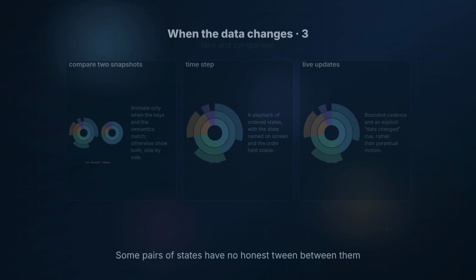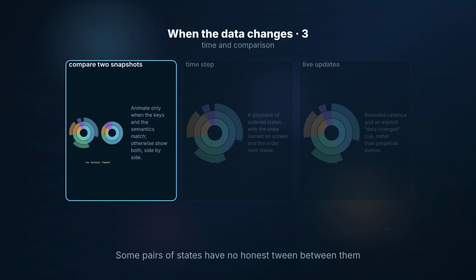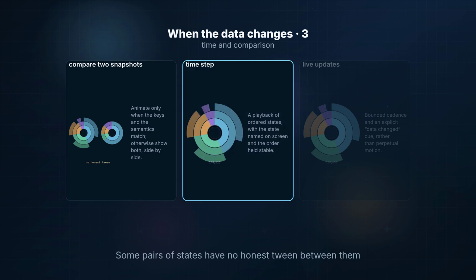Time turns a chart into a sequence of states, and most of the rules carry over unchanged. A time step is an update, so it joins on identity, and it lands on a still frame. A streaming update needs an explicit cue, because a chart that changes while the reader is mid-sentence has changed the answer without telling them. The case worth naming is the one where the two states share no denominator, which happens whenever the totals are not comparable.